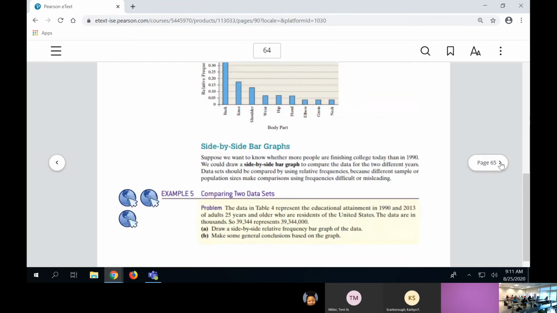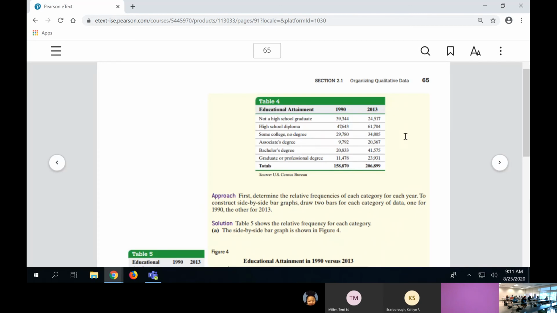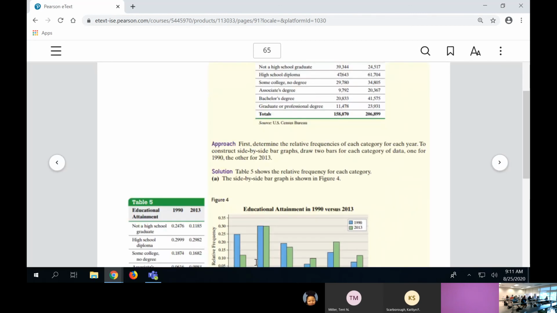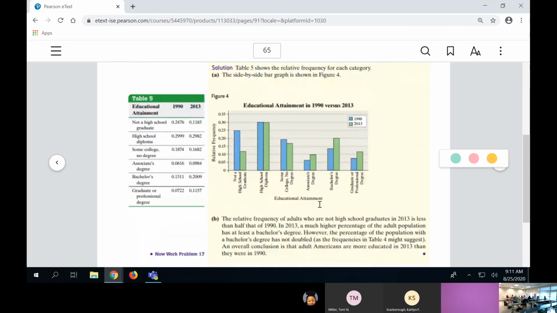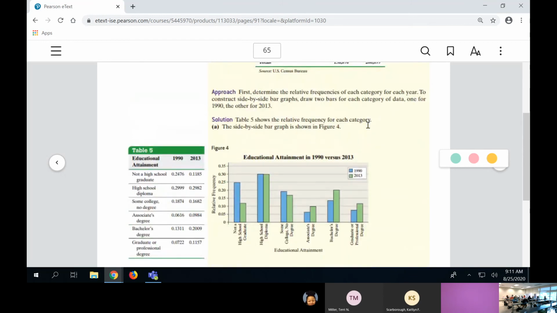Side-by-side charts. Now, I'm going to tell you a story before I tell you about a side-by-side chart. There's a side-by-side chart when you have, like, a retrospective, 1990 versus today. That's when you do a side-by-side chart. But do you need to get into side-by-side charts?